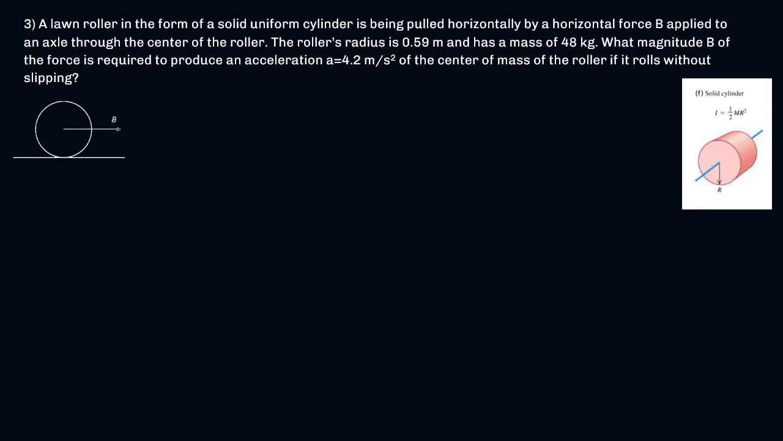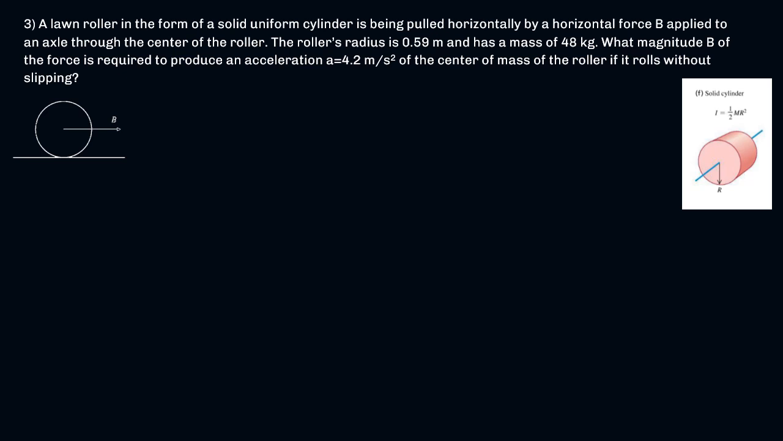All right, so moving into number 3 here. We have a long roller in the form of a solid uniform cylinder. It's being pulled horizontally by a horizontal force B applied to an axle through the center of the roller. The roller's radius is 0.59 meters, and it has a mass of 48 kilograms. What magnitude B of the force is required to produce an acceleration A, 4.2 meters per second squared, of the center of mass of the roller if it rolls without slipping?